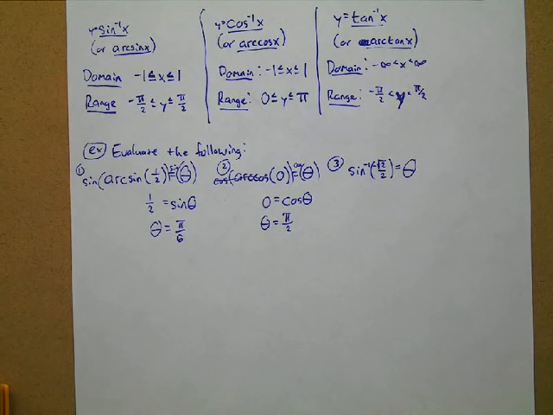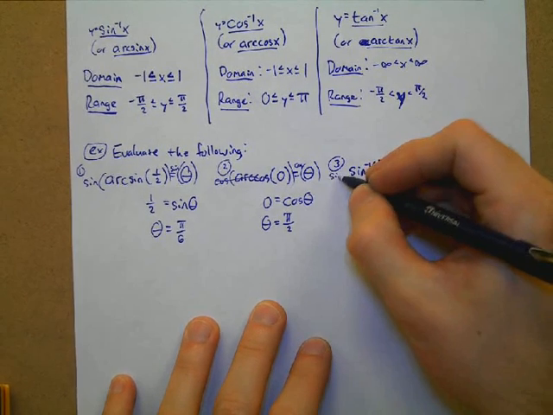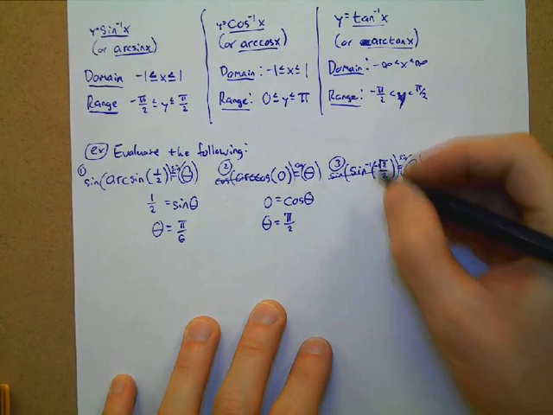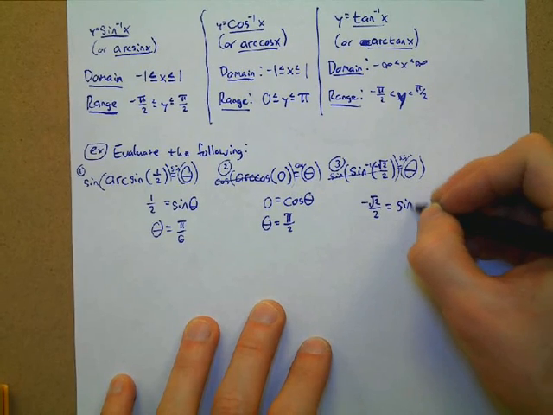So again, I'm going to go ahead and take sine of both sides here. And so I end up with negative root 2 over 2 is equal to sine of theta. Okay? So now I want to know sine of what? Sine of what gives us negative root 2 over 2?